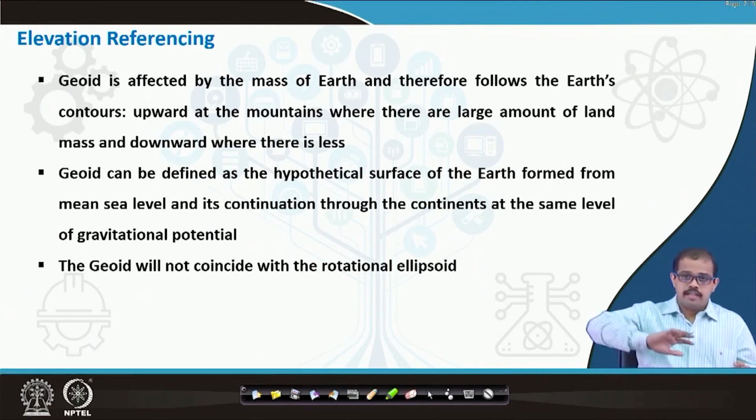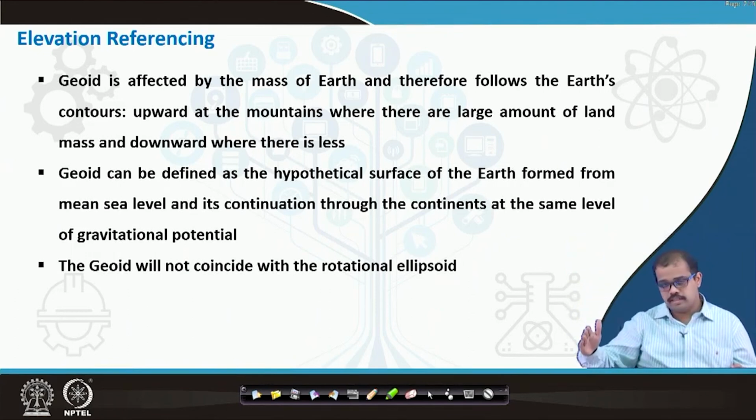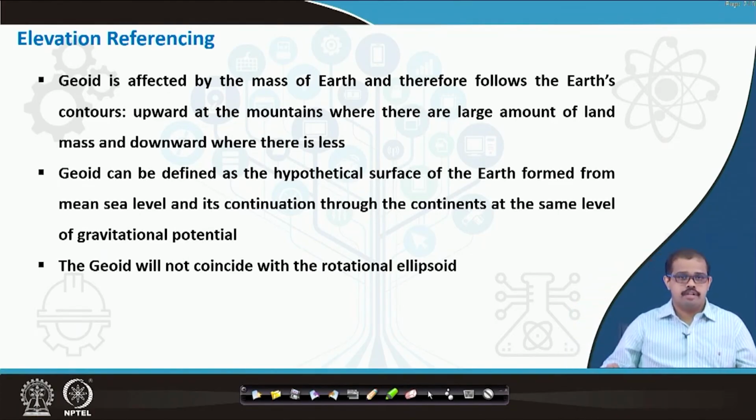So it is the way the earth contours move. If it is a mountain, it moves like this. Then suddenly, if there is a system where you have lower references, or you have a downward trend in the earth's surface, it moves like this. That's nothing but a geoid.